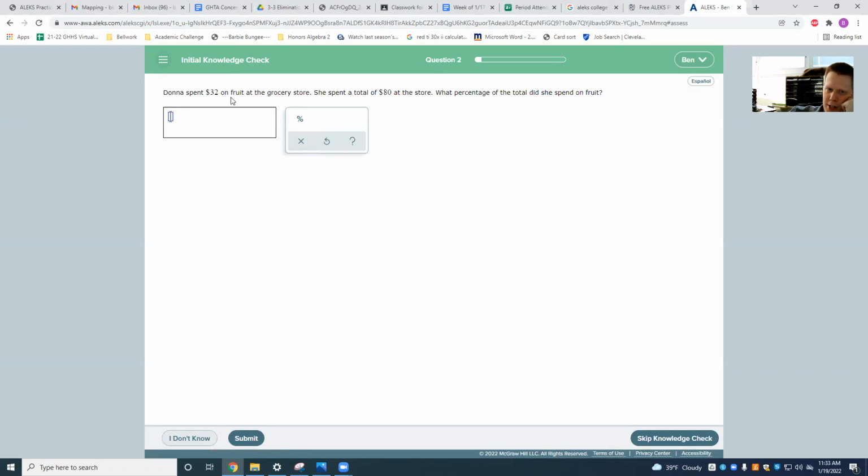This one, it says Donna spent 32 bucks at a grocery store out of 80 bucks. They want us to figure out the percentage. This is something I don't know how good we are at doing. Basically, if you want to turn a fraction into a percent, you really need to turn it into a decimal. And unfortunately, you can see there's no calculator option. So this is where long division is going to come into play.